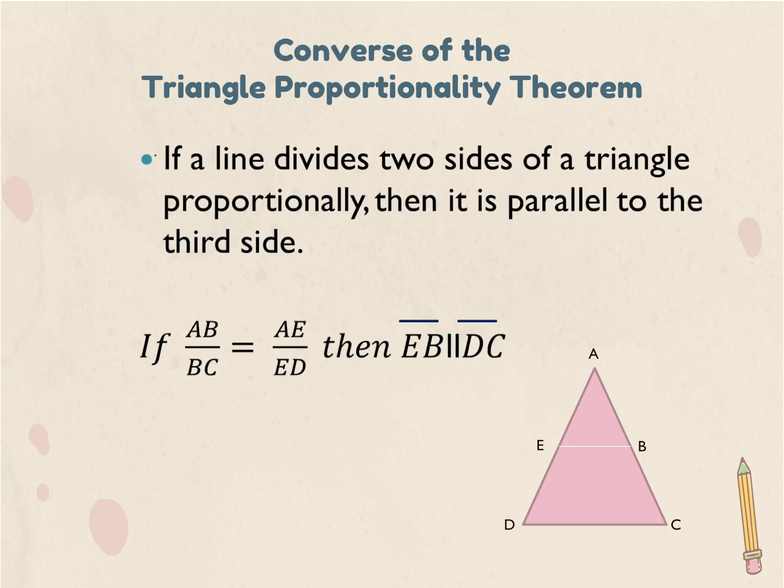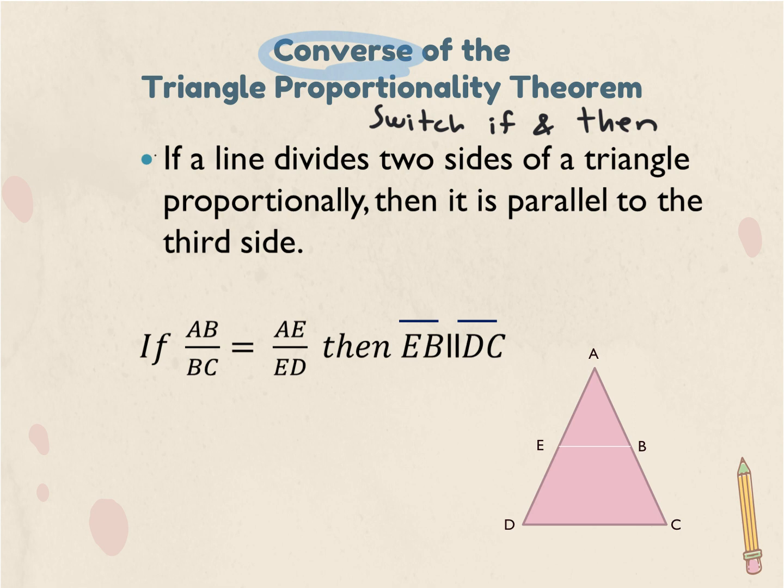We have the converse of the proportionality theorem. And it states that if a line divides two sides of a triangle proportionally, then it is parallel to the third side. So remember, the converse just means the opposite. From the previous one, all we're going to do is switch the if and then. So if we flip the if and then, now we have if AB over BC is equal to AE over ED, then we have that EB is parallel to CD.